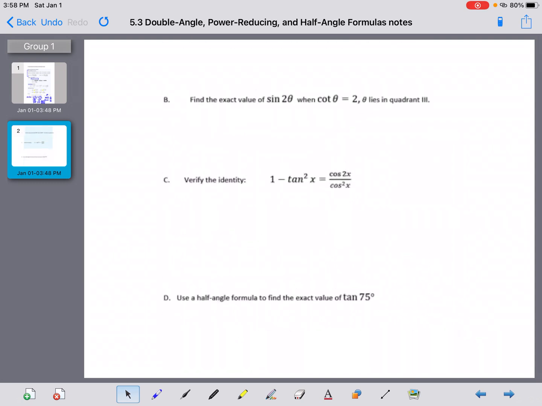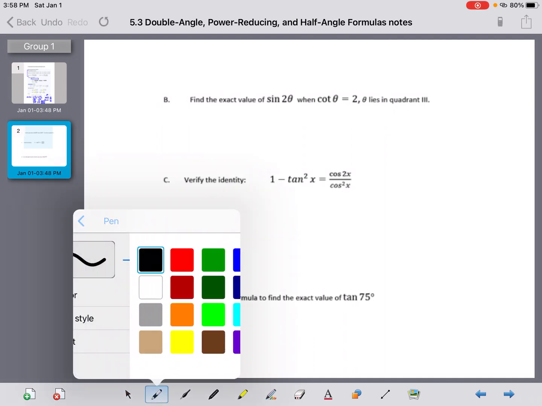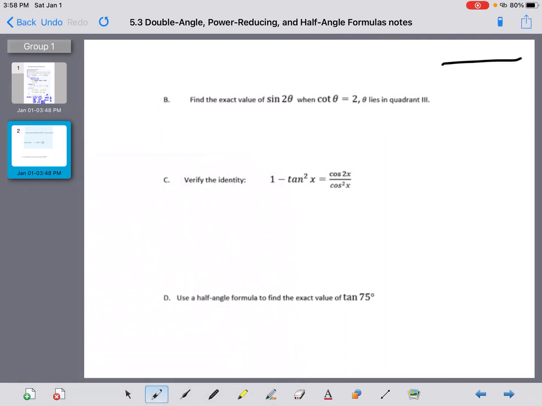Find the exact value of sine 2 theta when the cotangent of theta equals 2 and theta lies in quadrant 3. Definitely need a picture to help me with this. We're in quadrant 3. Remember, when you draw triangles, you always use the x-axis. You drop it down from the x-axis. Your theta is always closest to the origin. Cotangent. Tangent is opposite over adjacent, so cotangent is going to be adjacent over opposite.